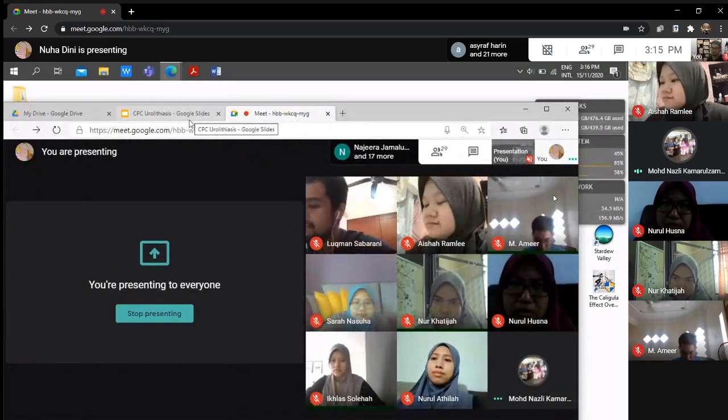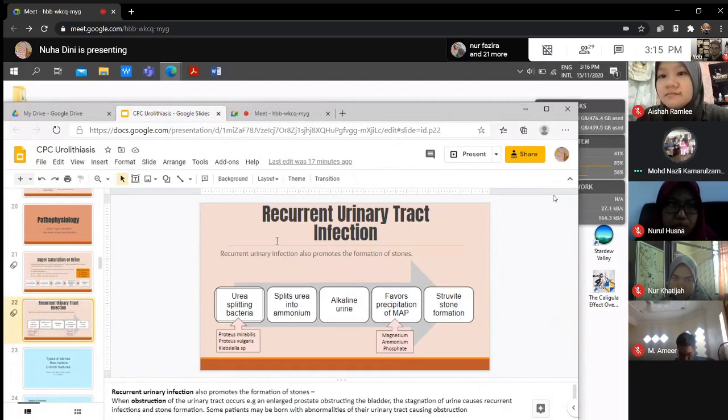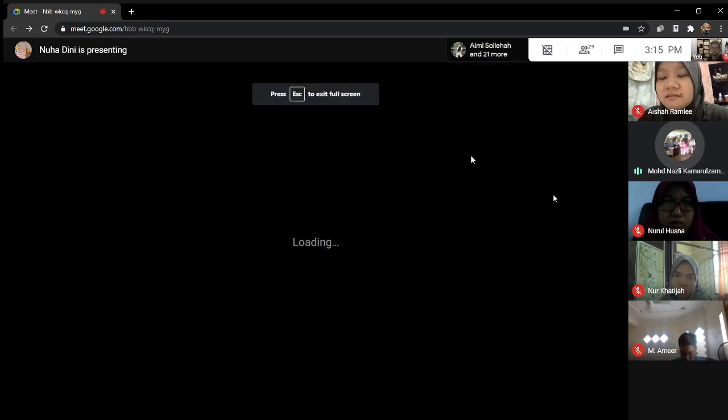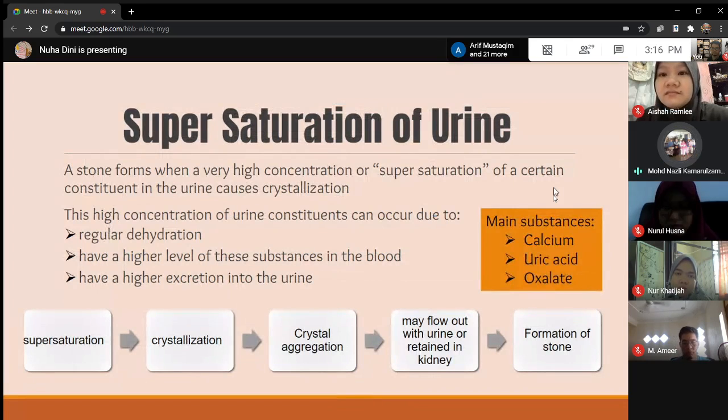I did not see the pathophysiology of urolithiasis in detail, what we call the infective type and the supersaturation type. Okay, this is the infective side. Can you show that again? I did not see the two main changes in this chart.